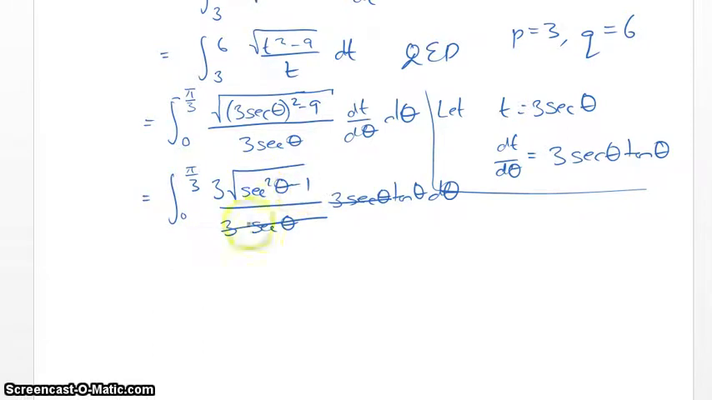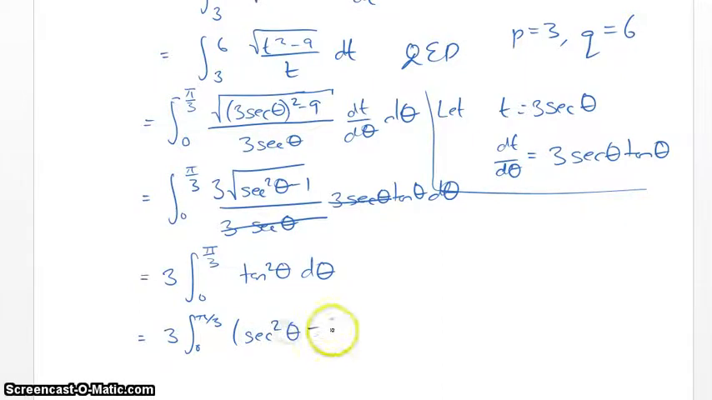Secant squared minus 1 is just tangent squared. Square root of tangent squared is just going to be tangent. So this is the integral from 0 to pi upon 3 of tangent times tangent d theta. So this is tangent squared theta d theta. Again, simplifying further, we know that that's going to be 3 times the integral from 0 to pi upon 3 of secant squared theta minus 1 d theta.